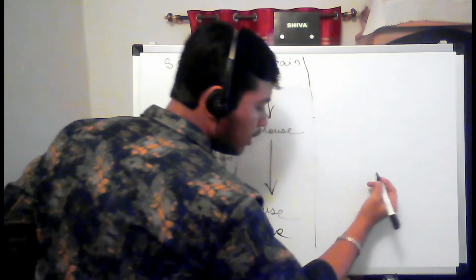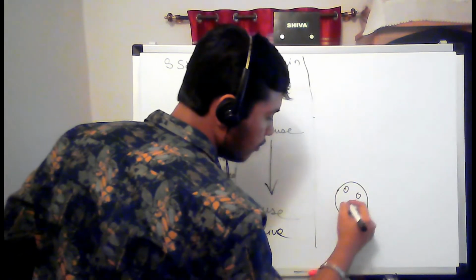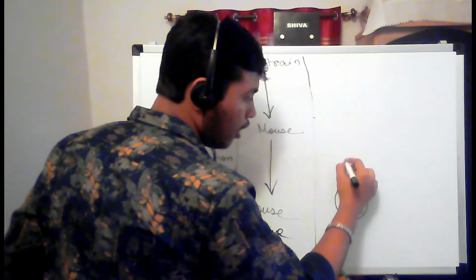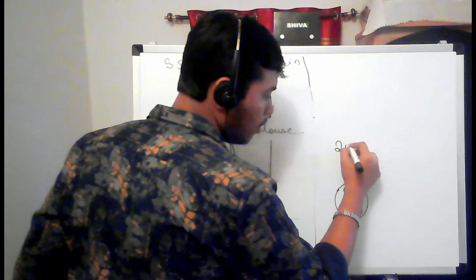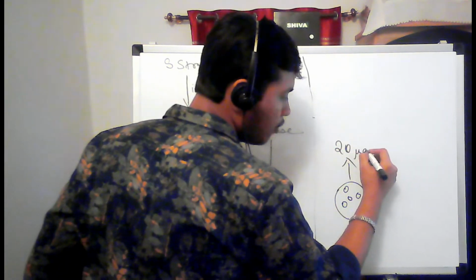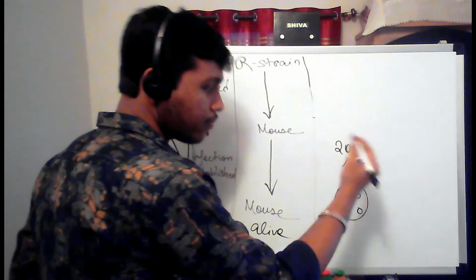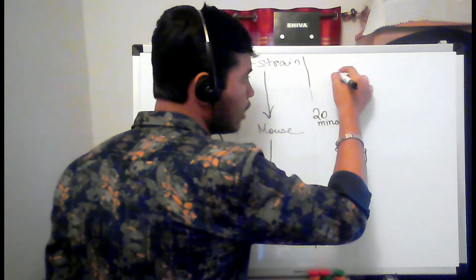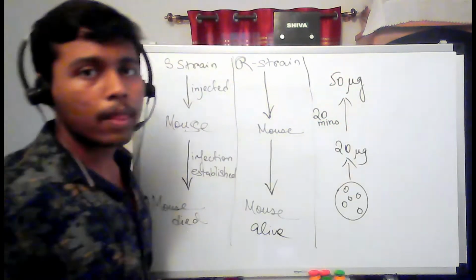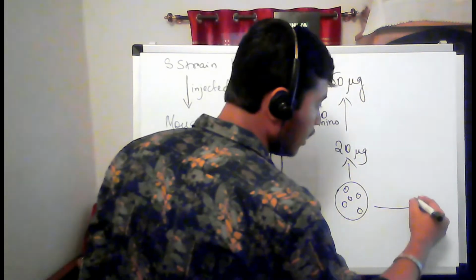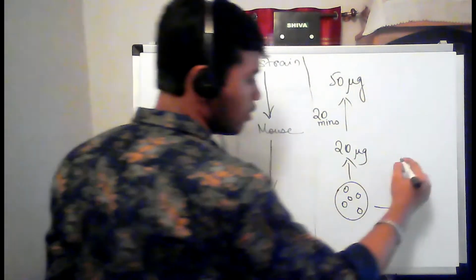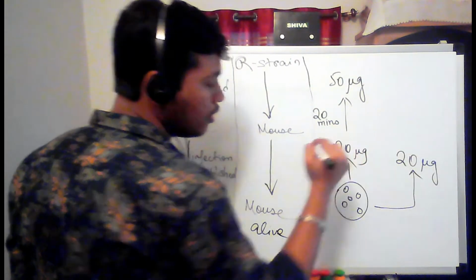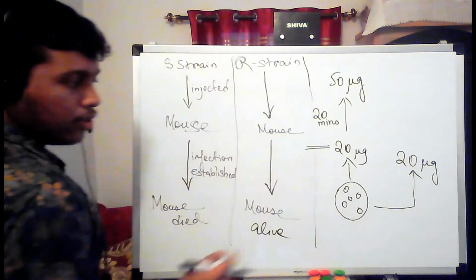So what he saw was that he took a bacterial plate where the bacteria were present, and first, before heating, the bacteria produced 20 micrograms of metabolites, and after 20 minutes, these bacteria produced 50 micrograms. Okay, but after heating, this is 20 micrograms. So this is our benchmark. This is our benchmark.